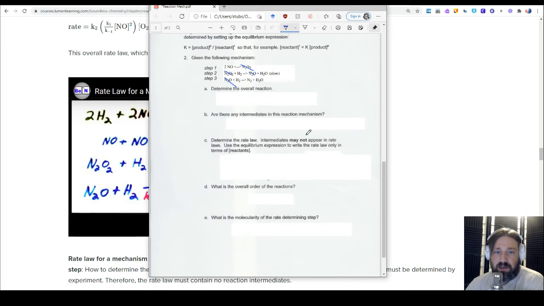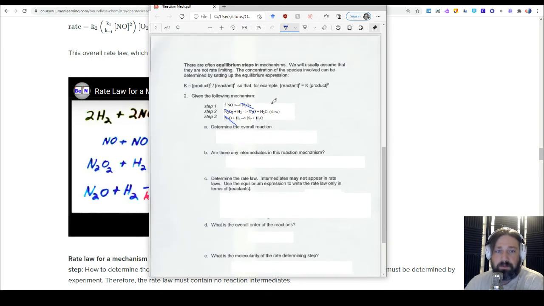Determine the rate law. Now this is going to be the hard part. You're going to need to write out the elementary rate laws for these three things. The slow step is going to be your rate limiting step, so it's going to be this. I can't use an intermediate, so then I have to look to the step above it and put its rate law in place of N2O2 in this case, since that's the intermediate.